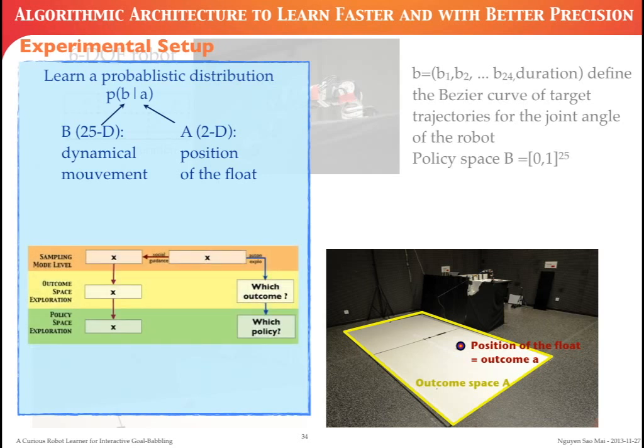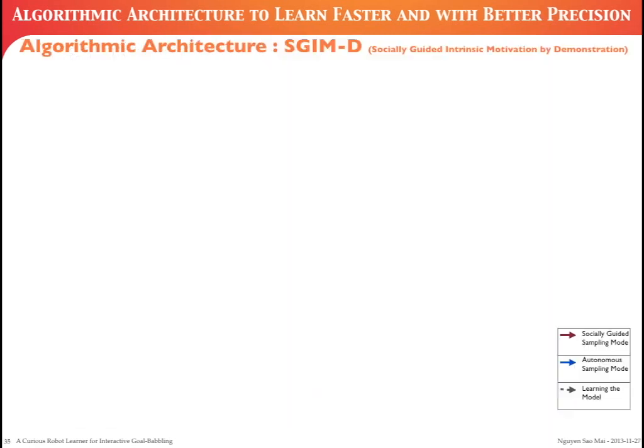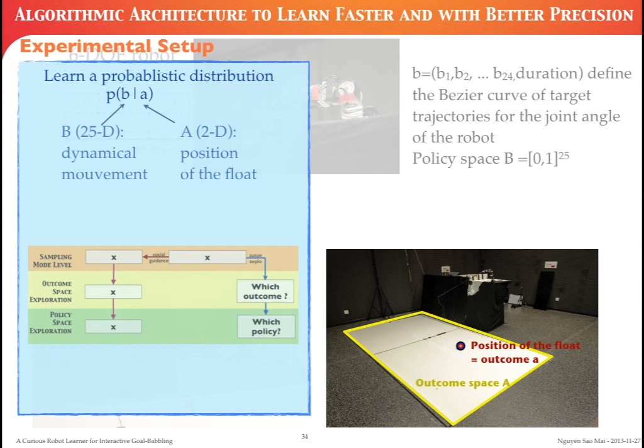In this experiment, we use two sampling modes, which are imitation and self-exploration. But in this experiment, the learner didn't actively decide which mode to use. It was pre-scheduled. It only actively decides on which area of the surface it wants to sample, so which outcome it wants to reach. So this can be summed up as active learning. It can learn either by social guidance or autonomous exploration, but it decides on outcomes and policies to perform, whereas in the imitation mode, it doesn't decide on what to do.